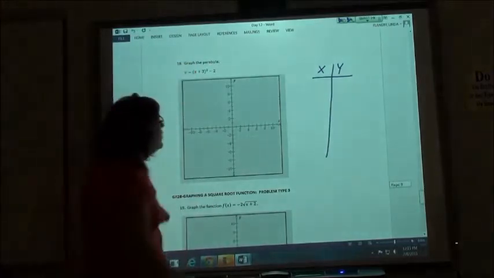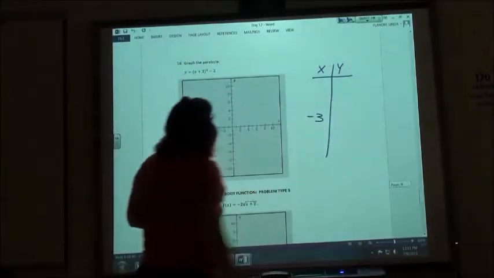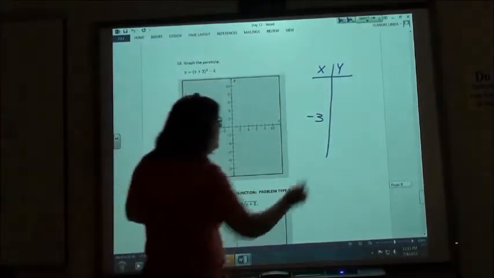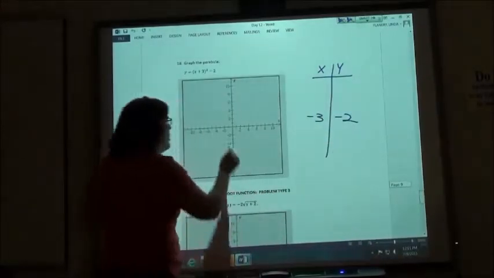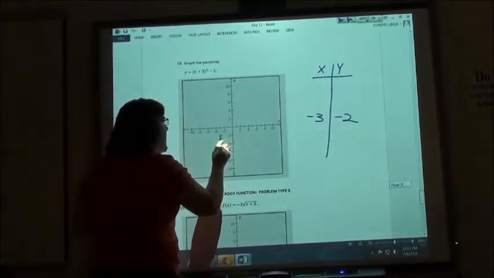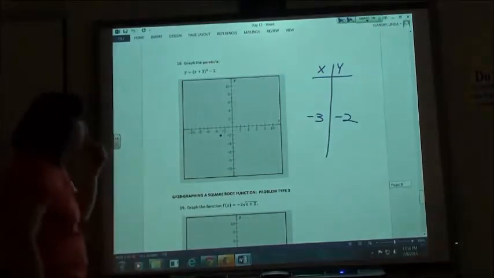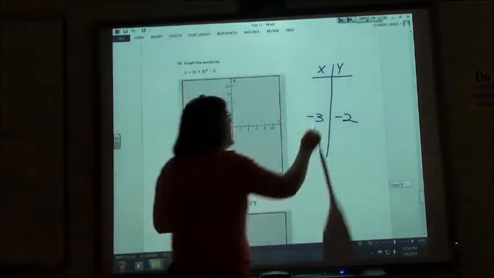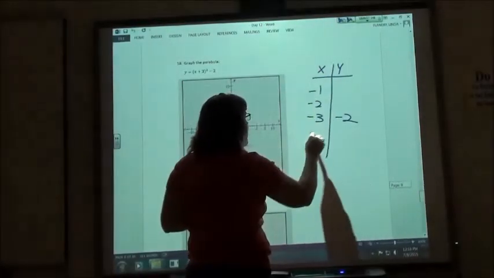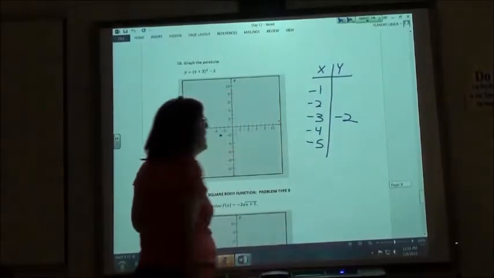Here, my x value in my vertex is going to be at -3. My y value will be the -2. So my shift, I went back 3 and down 2 for my vertex. So 2 points on each side of that, -2, -1, -4, and -5.